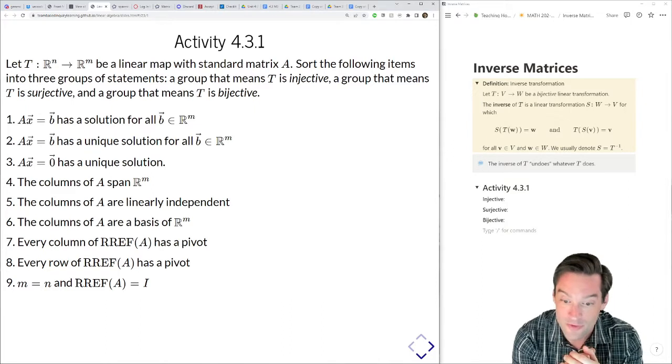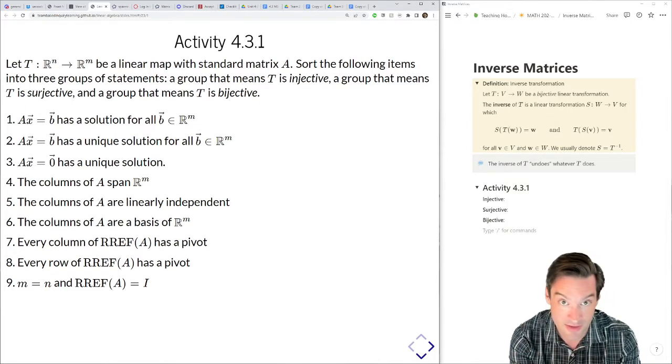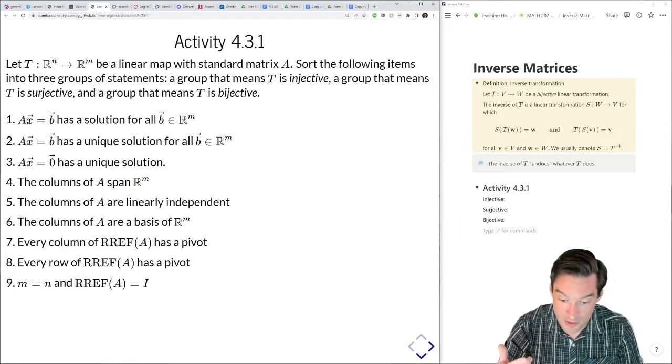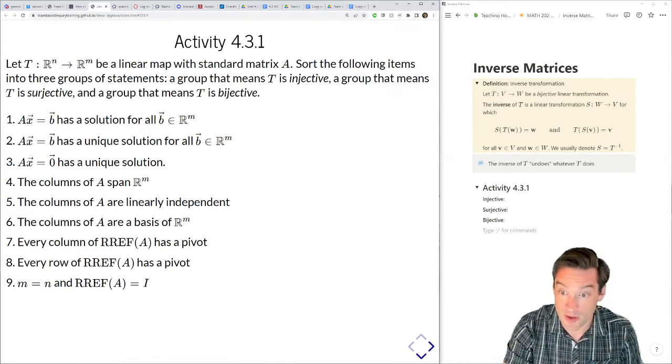So figure out which ones are those. And then from there, for those that don't necessarily imply bijective, sorry, did I say surjective? I meant bijective. Find the ones that represent bijective. And then for those that don't, figure out which ones that remain represent injective linear transformations, which one represents surjective. So we just want to sort these 9 into those 3 categories. Which ones tell me just injective, which ones tell me just surjective, and which ones tell me that my linear transformation is fully bijective.